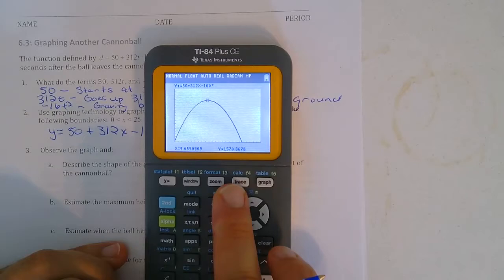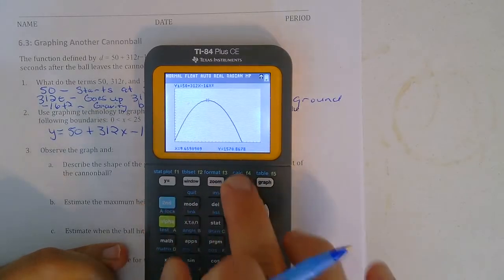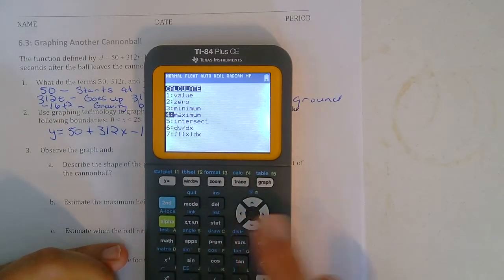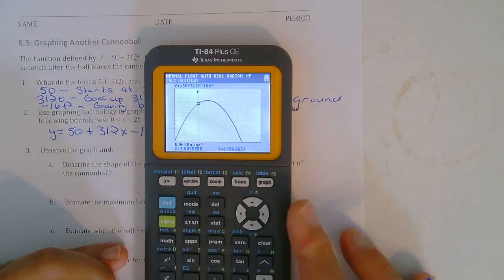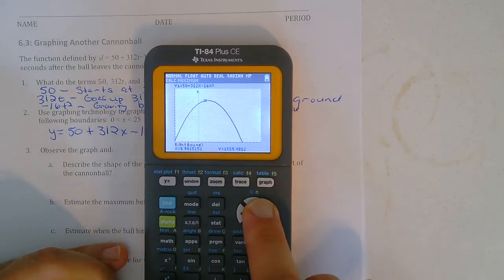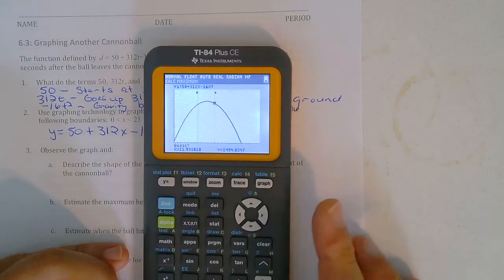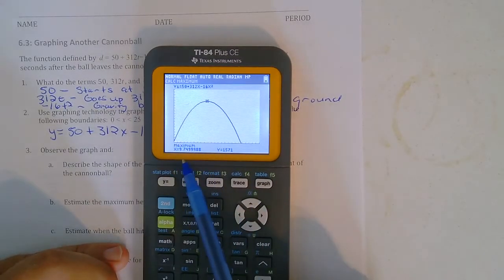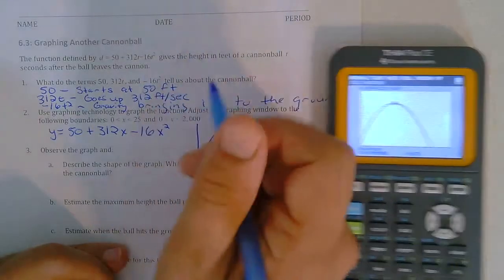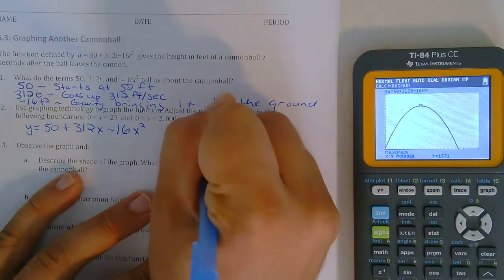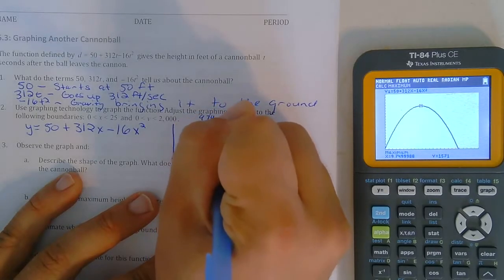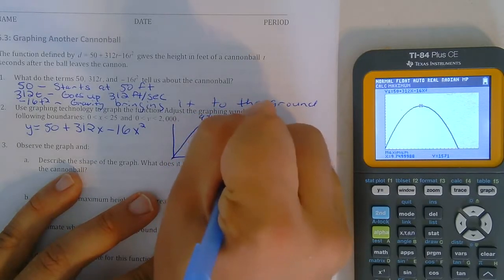So if we go here, see that calculate, I can go second calculate. And then what I want is the maximum point. So this left bound means you go to the left of the maximum. The right bound means you go to the right. And it's at 9.74, 15.71. So I'm just going to put that on there, 9.74, then 15.71.